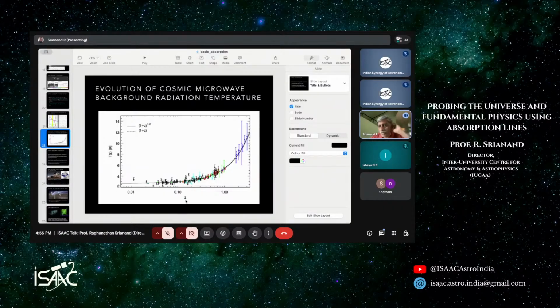This is redshift. You remember, now I don't have to define what redshift is. Redshift is that amount by which the universe has expanded. And this is the temperature. If you plot temperature as a function of redshift, it has to go like 1 plus z. This is the prediction. This curve is the prediction.